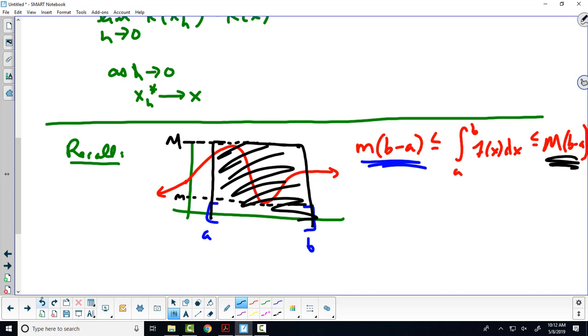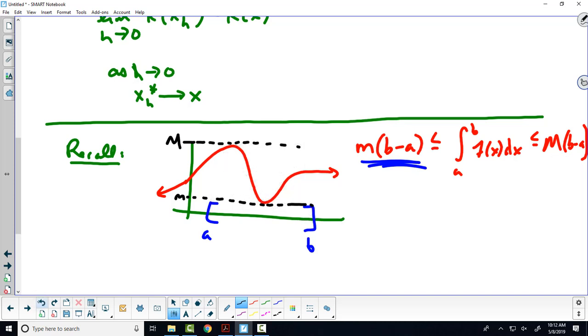And what do we know about the area underneath our curve? It's got to be somewhere in between the two, right? The smallest it could be is the area of the small rectangle. The biggest it could be is the area of the big rectangle. And it's essentially trapped in between the two of them. Okay? So don't forget that property, because we need that.